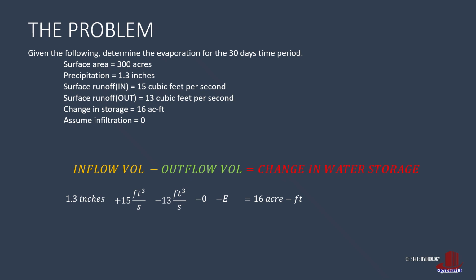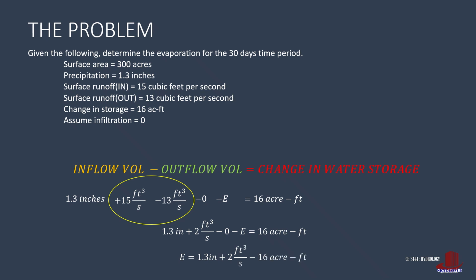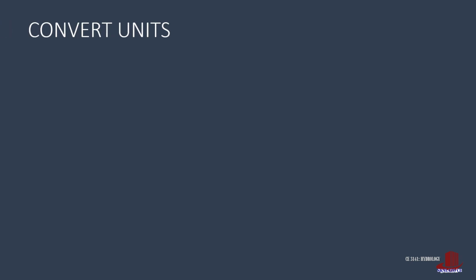With the different units of each parameter, all we can do for now is to simplify the surface runoff, making the equation 1.3 inches plus 2 cubic feet per second minus 0 minus E equal to 16 acre-feet. With this shortened equation, isolate evaporation before any simplification, making E equal to 1.3 inches plus 2 cubic feet per second minus 16 acre-feet. All we need to do next is to align the units so we can simplify the values.